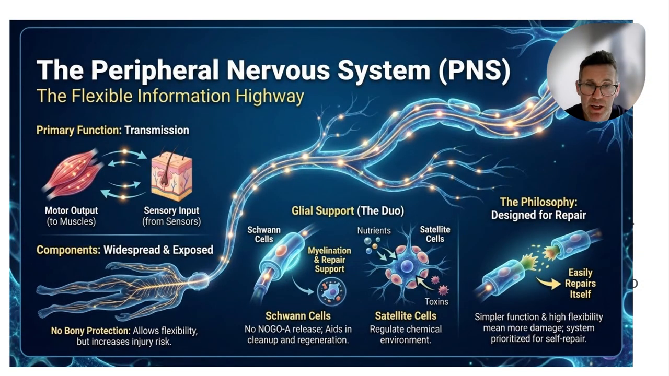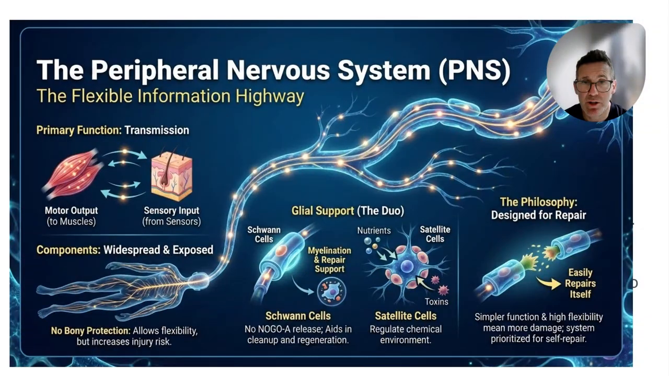But instead of having the astrocytes proper, oligodendrocytes, and even the microglia, we have the one Schwann cell that does a lot of this on its own. It is responsible for the myelination of the axon, but in the process it doesn't release NOGO-A, so therefore it doesn't restrict the growth of axons. It also aids in the cleanup and the regeneration of dead or dying cells.